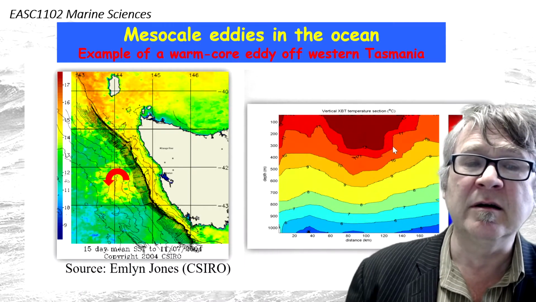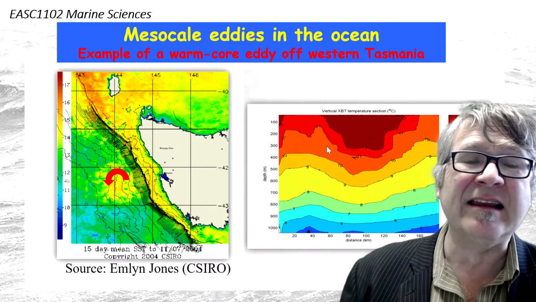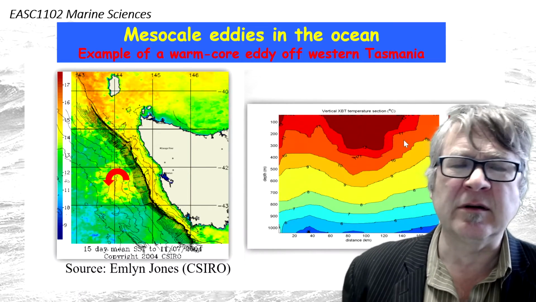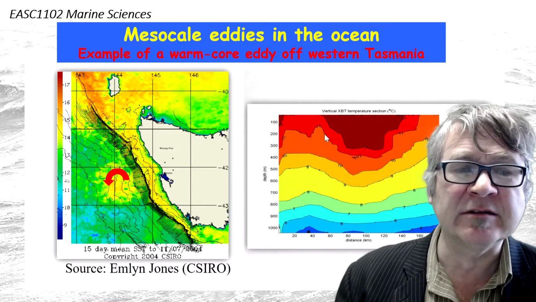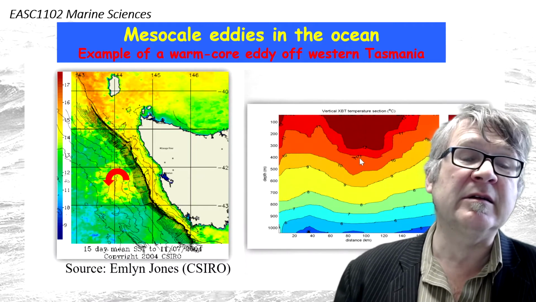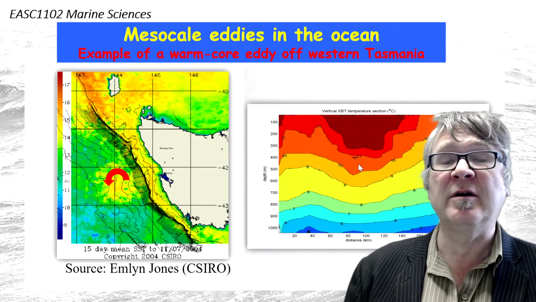You can see a mesoscale eddy, a warm eddy. Not necessarily a warm core eddy, but anyway, it's warmer water in the center. You can see it reaches down to about 500 meters.